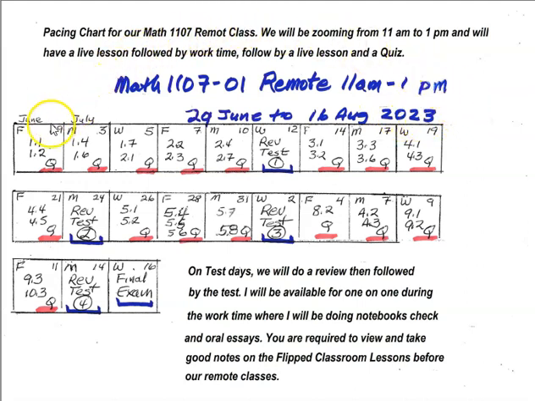So the way it's set up, here's June. We only meet one day in June on the 29th. And then there's July with the dates and the day of the week. And then we go into August and have our final exam on the 16th.